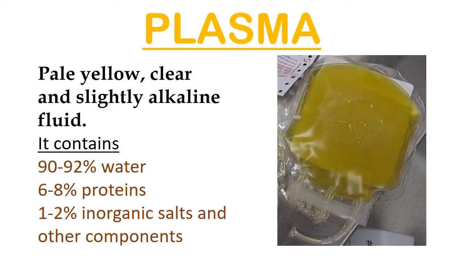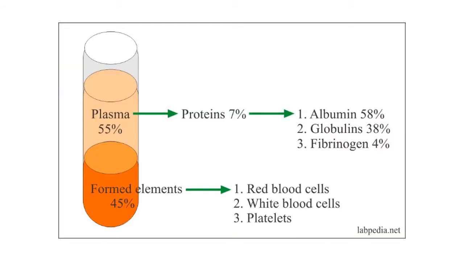Plasma is a pale yellow, clear and slightly alkaline fluid. It contains 90 to 92% of water, 6 to 8% of proteins, 1 to 2% inorganic salt and other components. As you all can see in the diagram, 55% of blood contains plasma. From that, we have 7% of proteins, which includes albumin, globulins, fibrinogen, and even prothrombin.